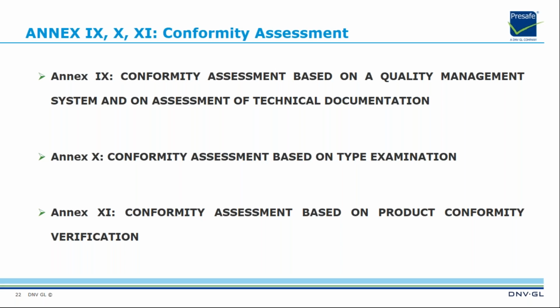Annex 10 is about conformity assessment based on type examination. It does not include a quality management system. It's only for type examination. And Annex 11 is conformity assessment based on product conformity verification. It's also about verification of product conformity.